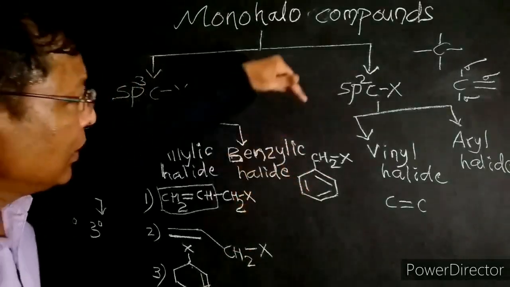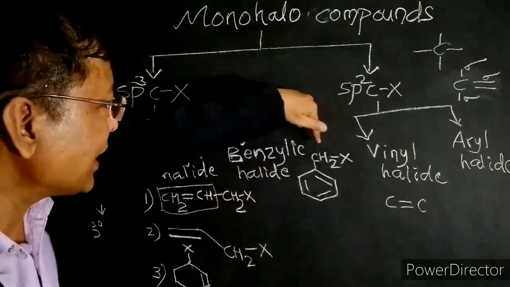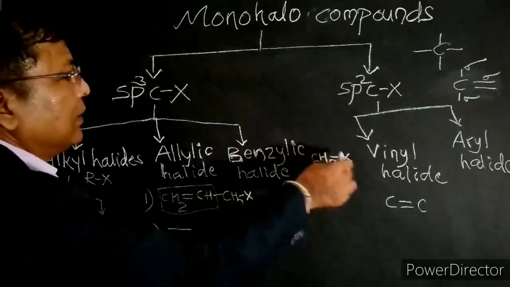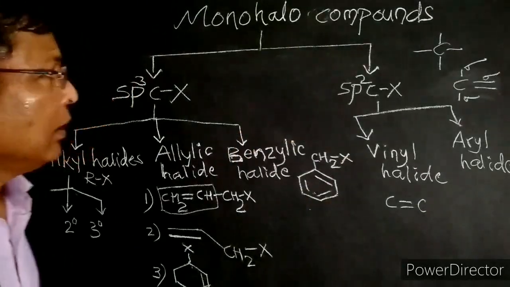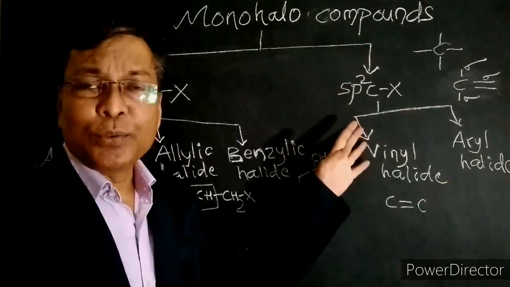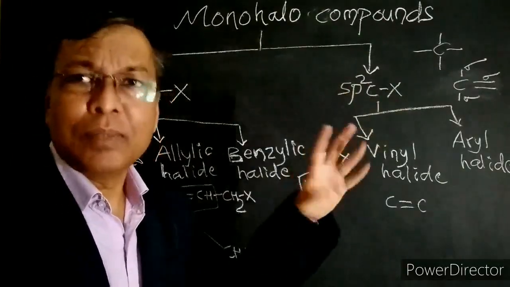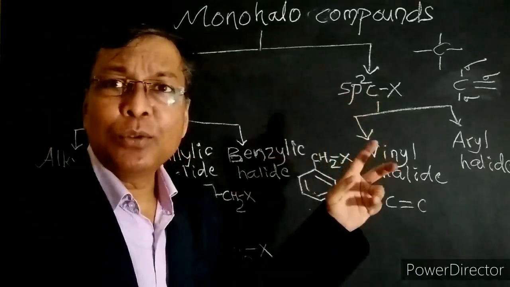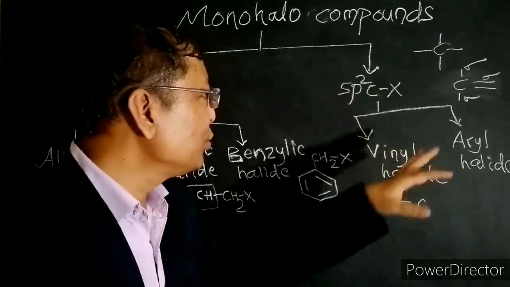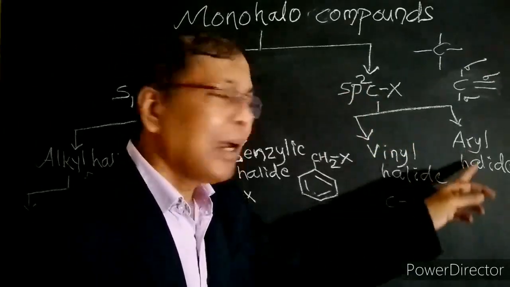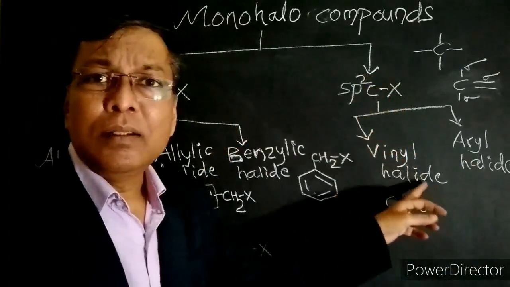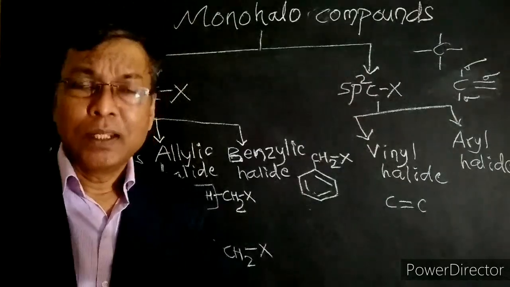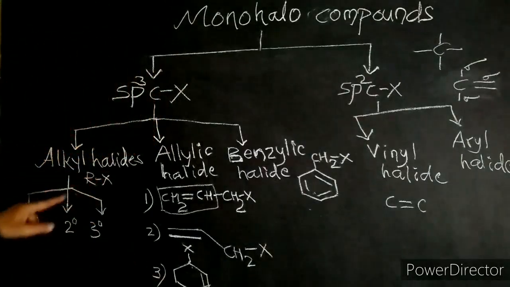I repeat, in benzylic halide, the halogen atom is attached to that carbon which is next to the benzene ring. This is benzyl halide. When the halogen atom is attached to an sp2 hybridized carbon atom, that means, in simple way I can say, when the halogen atom is attached to a carbon-carbon double bond, they are classified into two types, that is vinyl halide and aryl halides. I will give a detailed explanation of this group later. Now first let us see the classification of alkyl halides in detail.